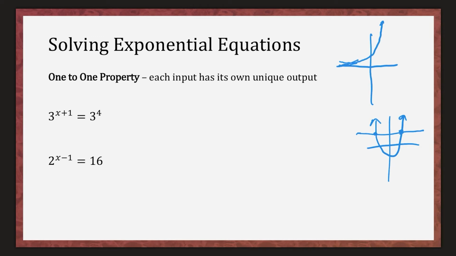So with that being said, we can actually solve exponential equations if the bases are the same by setting their exponents equal to each other. So 3 is the base in 3 to the x plus 1, 3 is the base in 3 to the 4th. Since those bases are the same, I know I can solve for the exponent by setting their exponent values equal to each other. x plus 1 equals 4, and by subtracting 1 from both sides, I get x equals 3. So if I were to substitute 3 back in for that x, 3 plus 1 is 4, 3 to the 4th equals 3 to the 4th. That's how you solve these exponential equations.